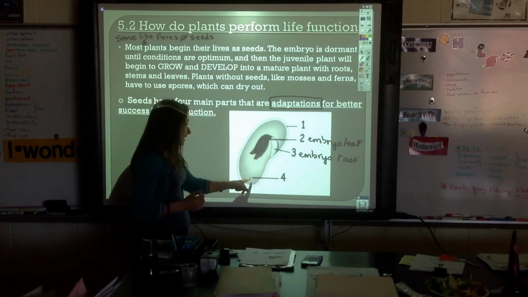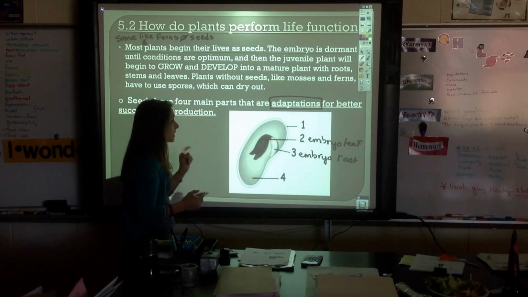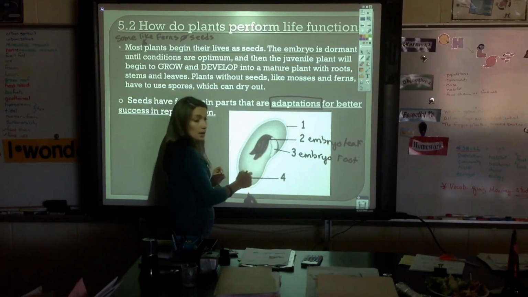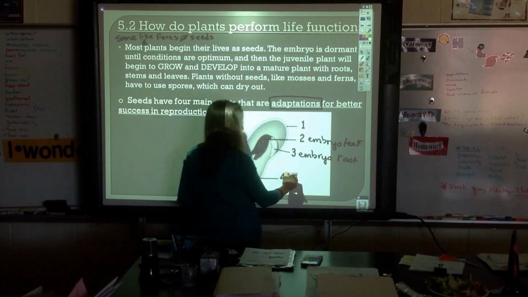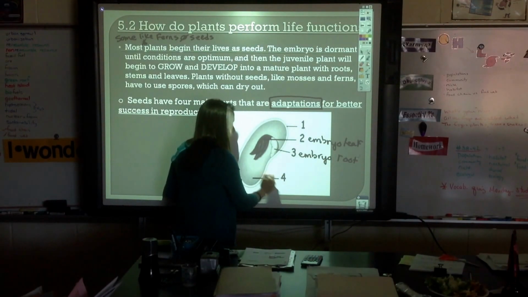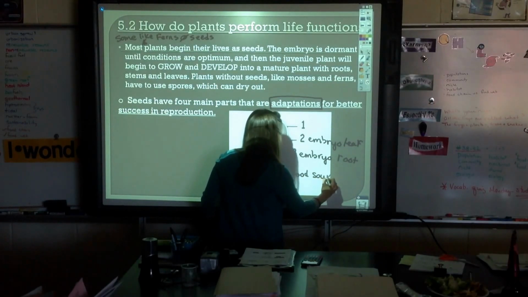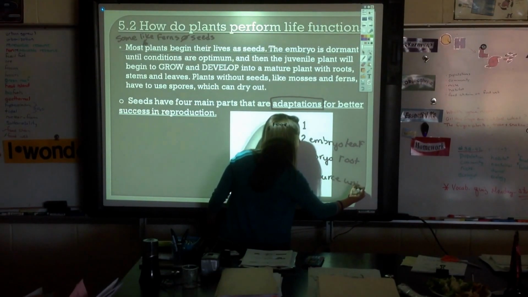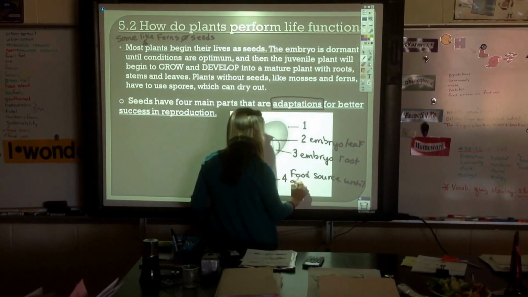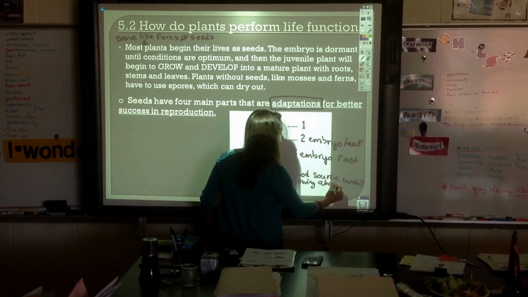Now, providing food for this seed, that's going to be really important because this seed is going to be underground. And when it's underground, it doesn't have light and it can't perform photosynthesis. So number 4 is a food source until growing above ground.